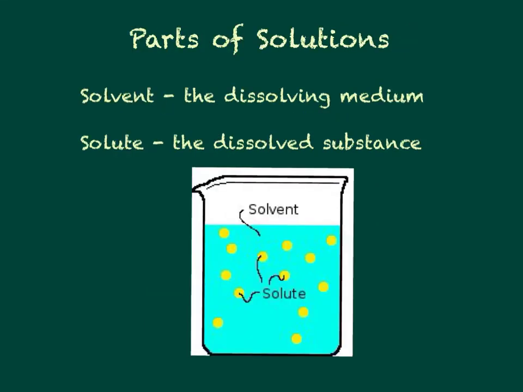The parts of solutions that you're going to have to know are a solvent. Solvent is the thing that does the dissolving, and a solute is the thing that gets dissolved, or the dissolved substance. If you look at our little picture right here, then we'll say this is water. Water would be the solvent, the thing that does the dissolving. The solute is the thing that gets dispersed throughout.